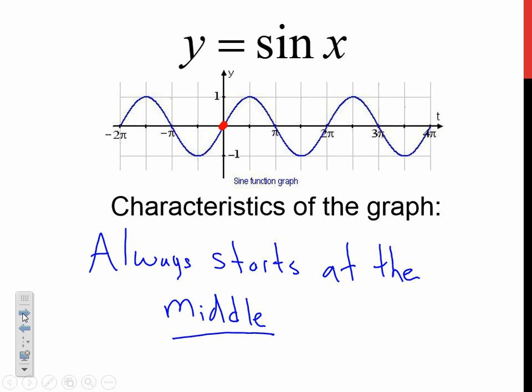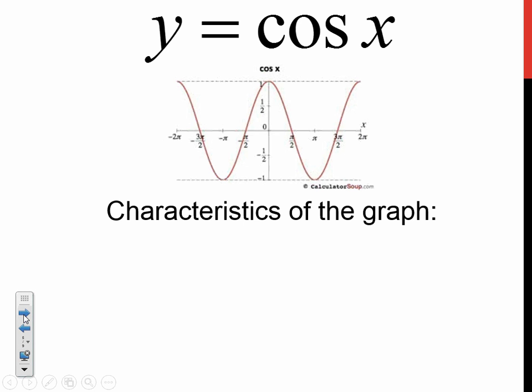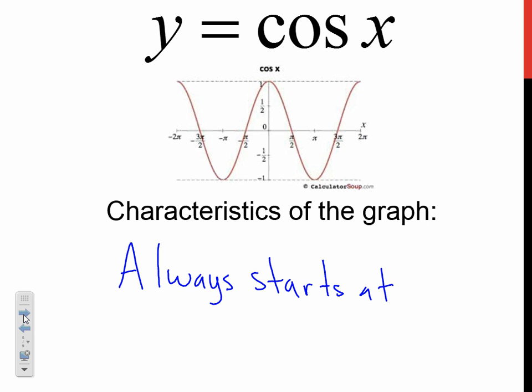That's for sine graphs. Now for cosine graphs, which look like this, the characteristic of this graph is that it always starts at the high point. So make sure you have this down. It always starts at the high point. So if we look at our origin here, we're starting high, where with our sine graph we started in the center. So please, please make sure you have that down.